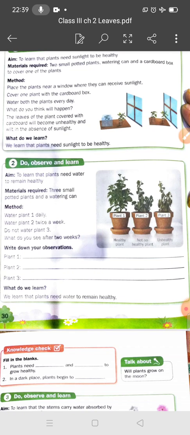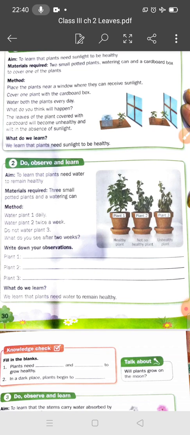Place the plants near a window where they can receive sunlight. Now cover one plant with the cardboard box, because we have taken 2 potted plants. Now what will we do? Water both the plants every day. What do you think will happen?